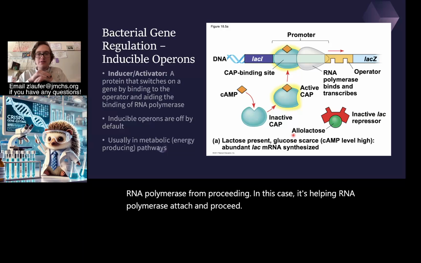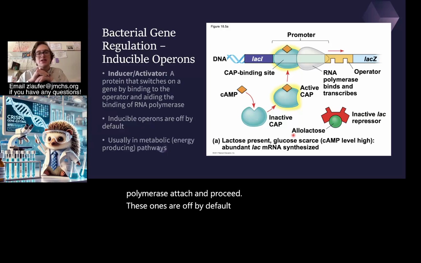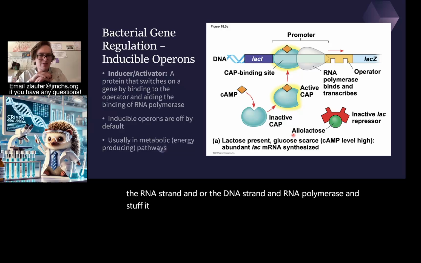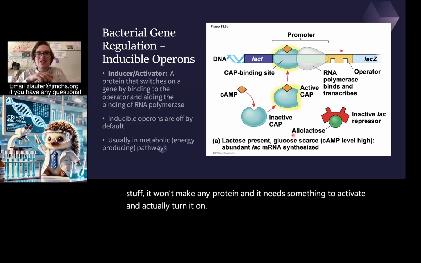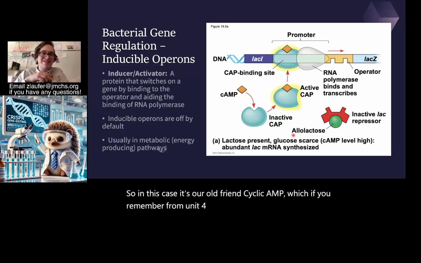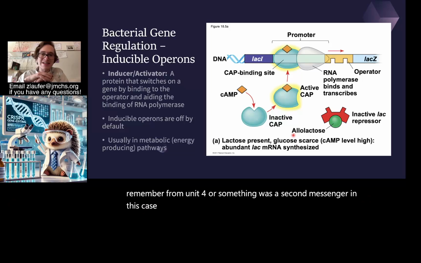These ones are off by default. So if there's nothing present except the DNA strand and RNA polymerase and stuff, it won't make any protein, and it needs something to activate and actually turn it on. So in this case, it's our old friend cyclic AMP, which, if you remember from Unit 4 or something, was a second messenger. In this case, what cyclic AMP is doing is it's activating this CAP protein, which you don't need to know what a CAP protein is.